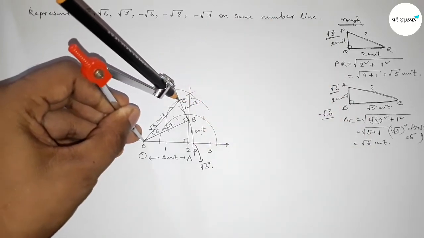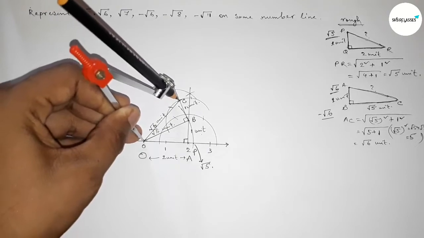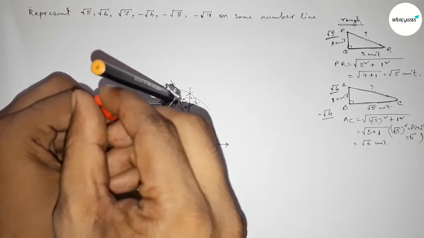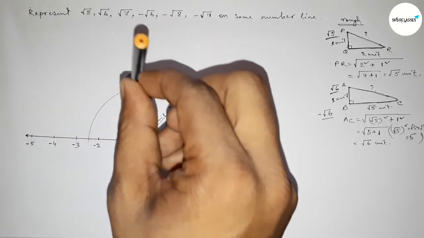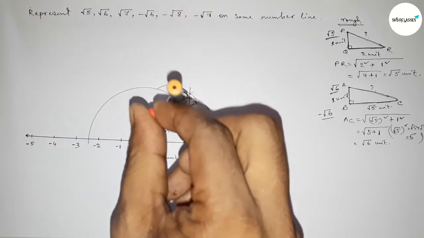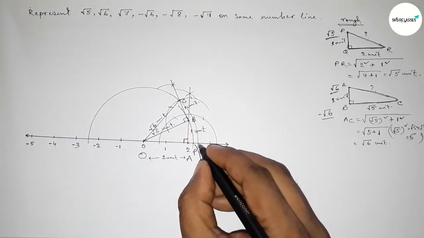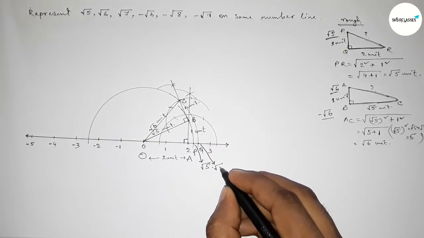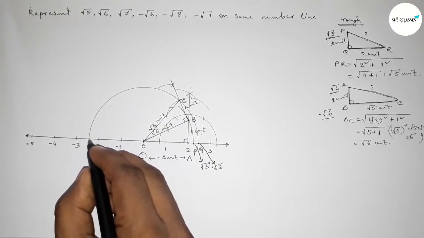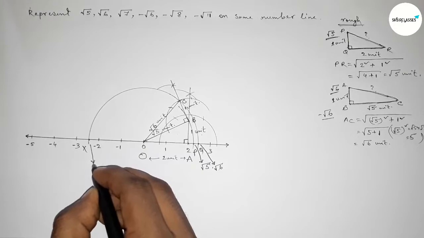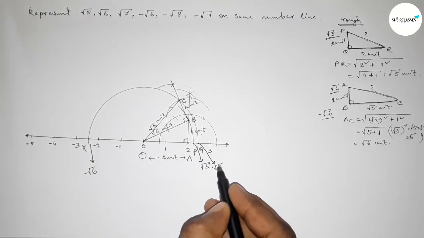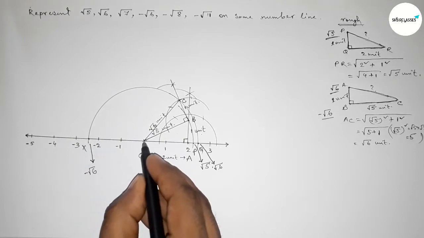So first, taking the length OC by using compass and drawing an arc which meets the number line here at a point, and increasing the arc here, which meets the number line on this side at a point. So here taking point Q, so this is root 6 on the number line, and here taking point X, so this is minus root 6 on the number line. Now, this length and this length are the same.